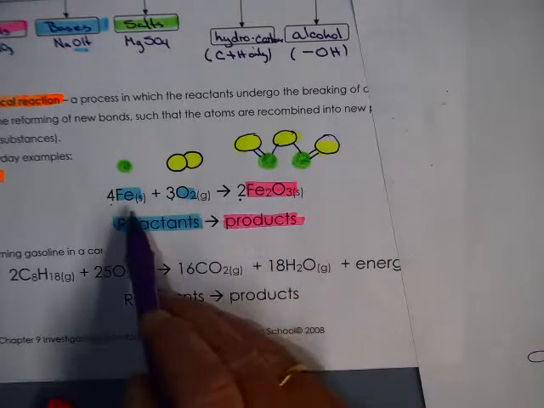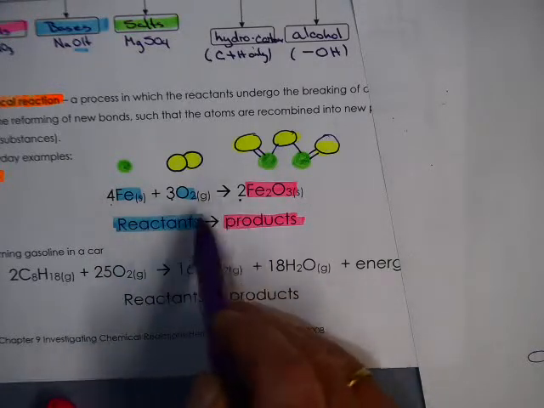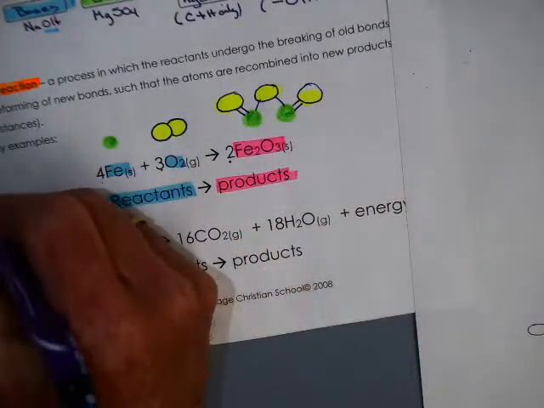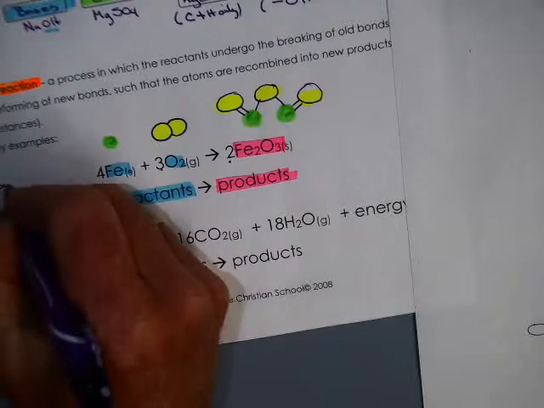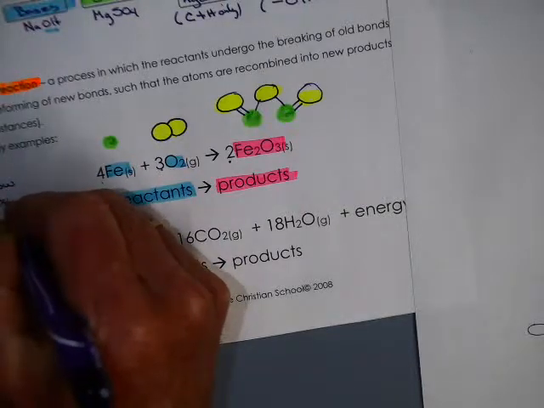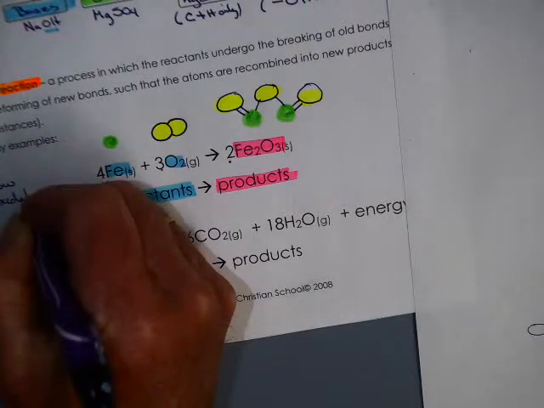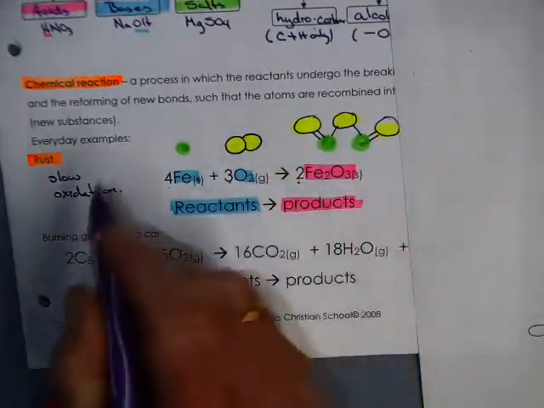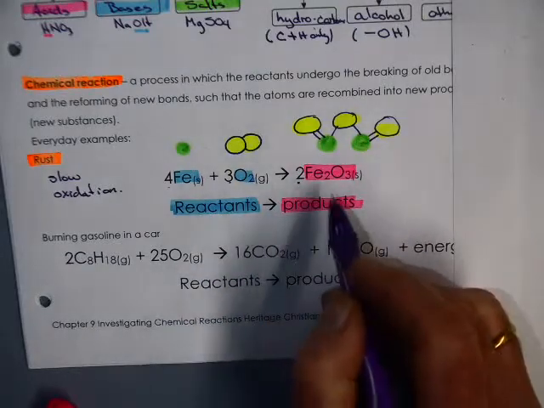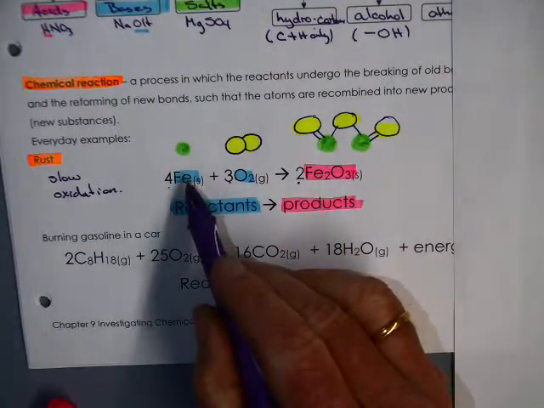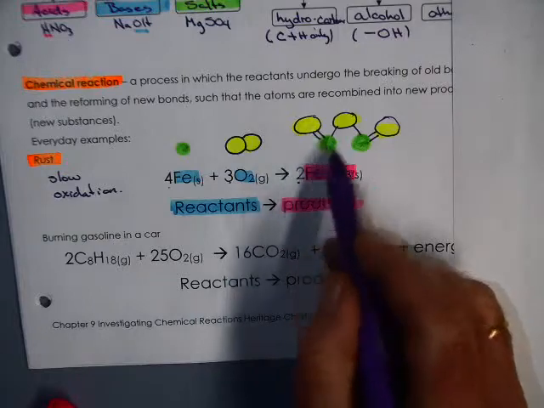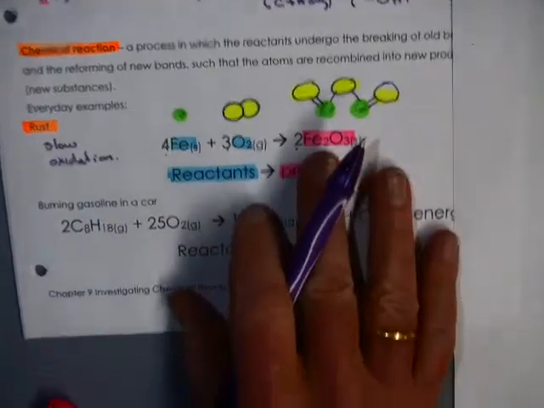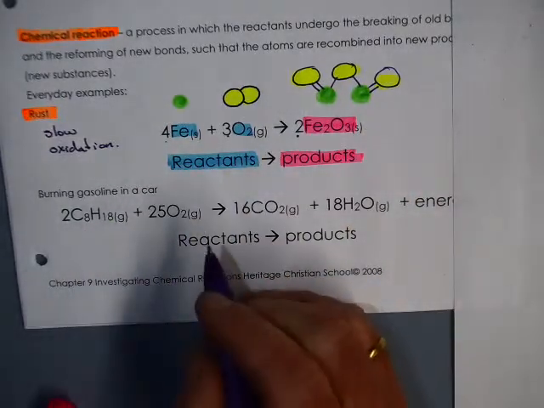But what I wanted to show you is this everyday example is a form of slow oxidation. The iron becomes oxidized. It becomes joined to oxygen. This is slow oxidation. This is rapid oxidation here.